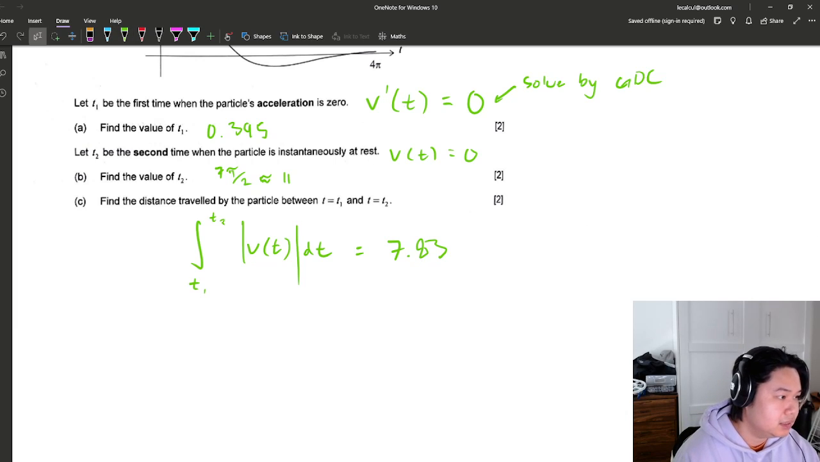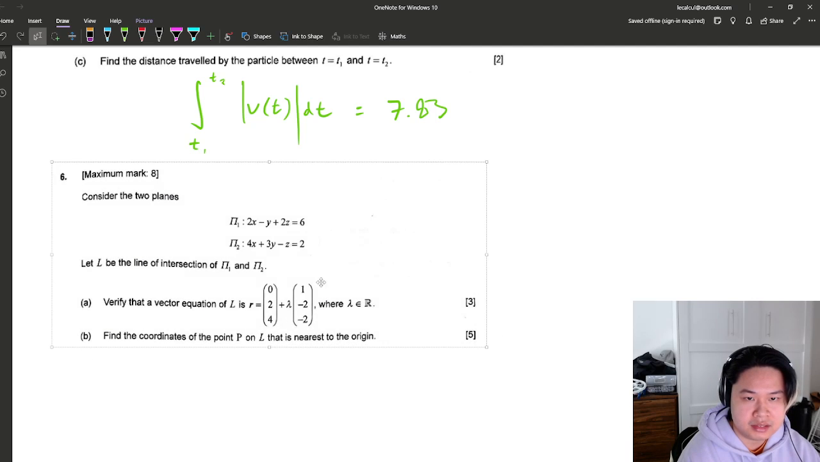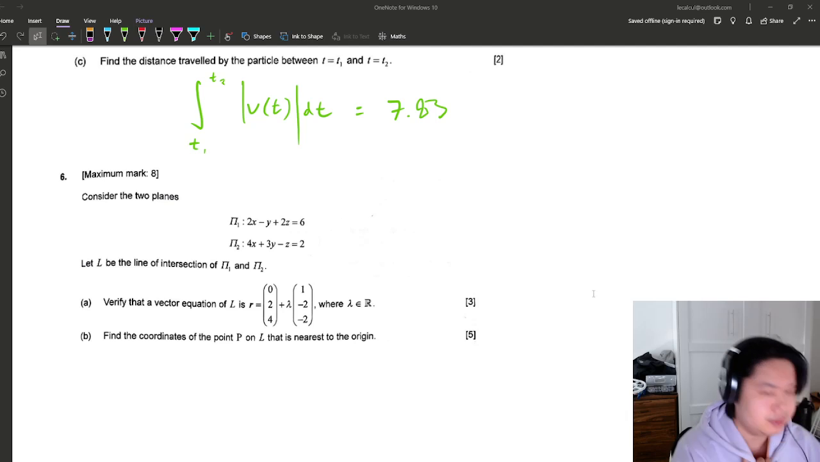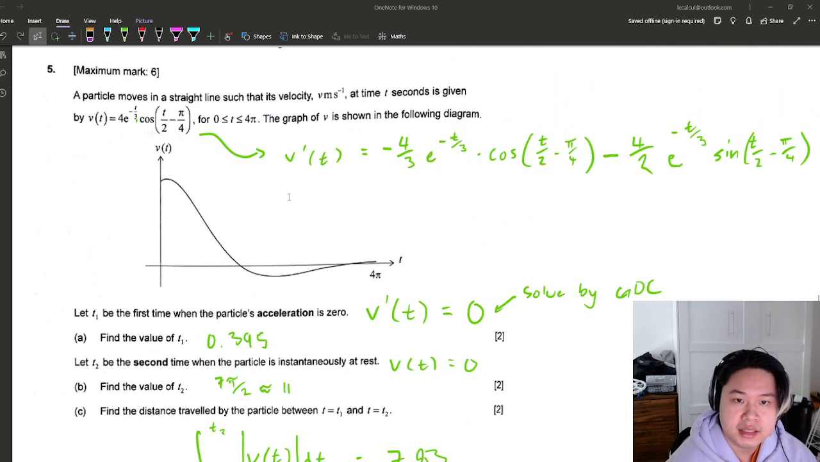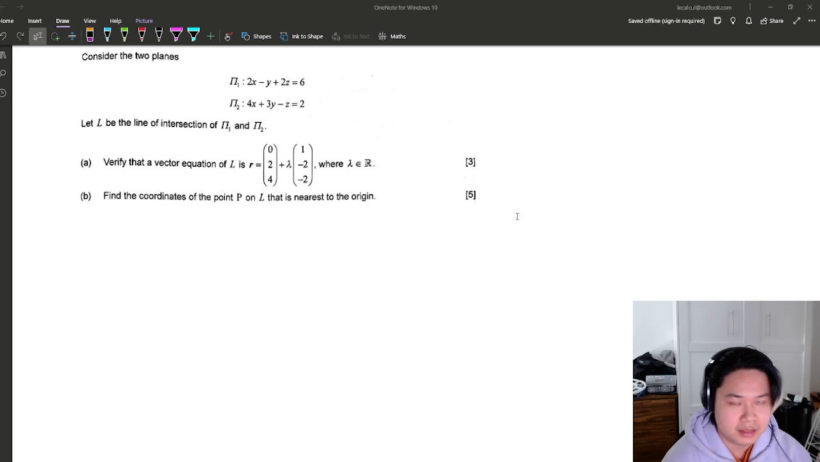Okay, and then I think that is the end of the SL questions, because I see planes and vectors in the next one. How am I doing for time? 24? I'm not that fast right now. Okay.